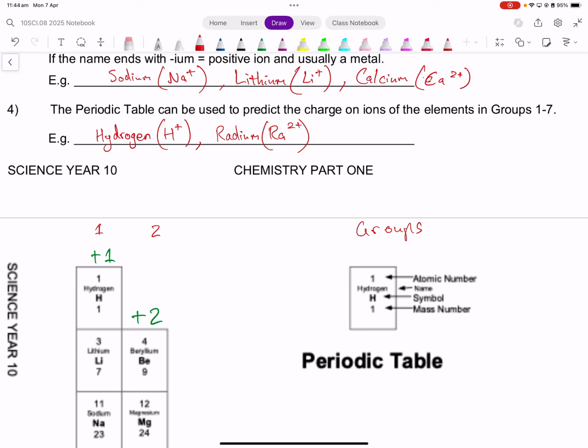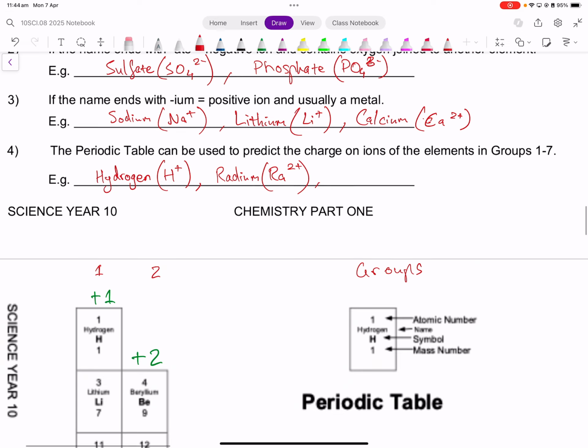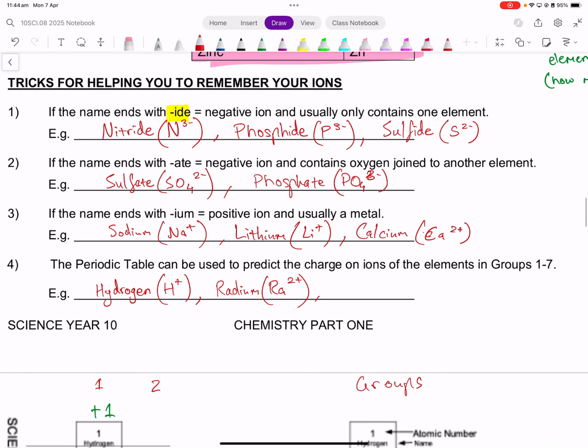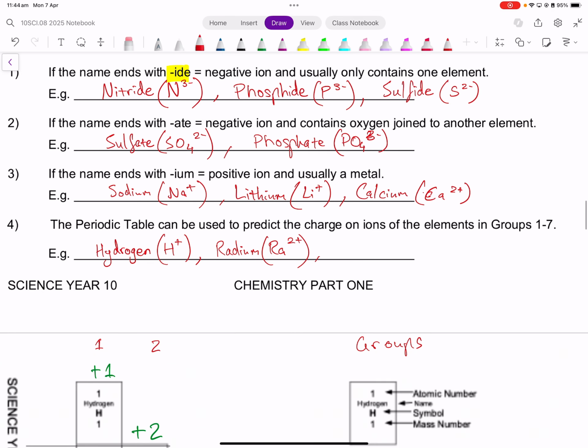And now I said group 7. So pick one in group 7 for me. Chloride. Okay. How do we know it's called chlorine versus chloride? What changes? We said it was our first rule at the top. These 4 questions. If it's an ion and it's negative and it only contains one element, we change it from chlorine and we swap the ene for ide. Okay. So for this last one, I'm going to write chloride.